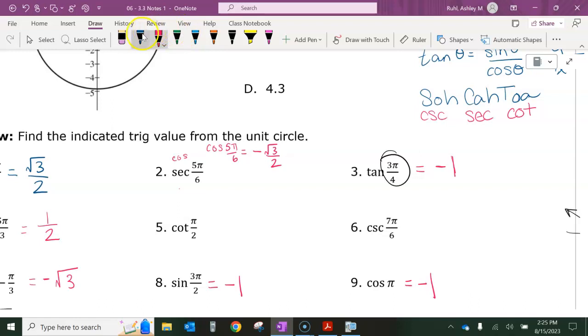So to do its reciprocal, I have negative 2 over square root 3. Except I have to rationalize that. So I'm going to multiply top and bottom by square root 3. And that gets me negative 2 square root 3 over 3.